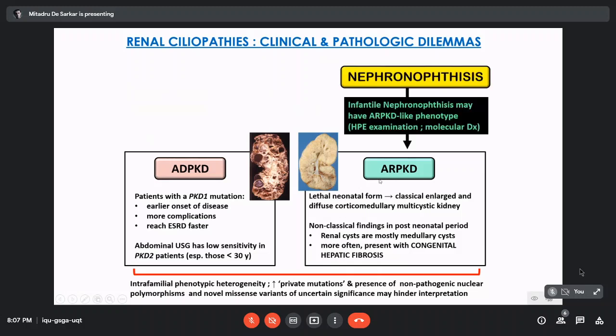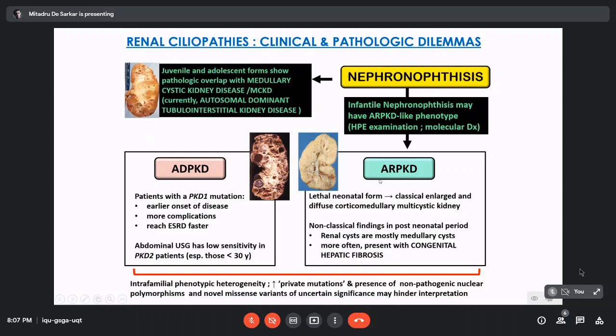In the case of nephronophthisis, the infantile form can show an overlap with ARPKD. Although, if you see the histology, of course, you know that the picture will be totally different from what you see in the case of ARPKD, and you have also got molecular diagnostic protocols. The juvenile form is the one which will be characteristically associated with tubulointerstitial disease, and that overlaps with the next topic of our discussion, that is autosomal dominant tubulointerstitial kidney disease, which was previously called medullary cystic disease of the kidney.